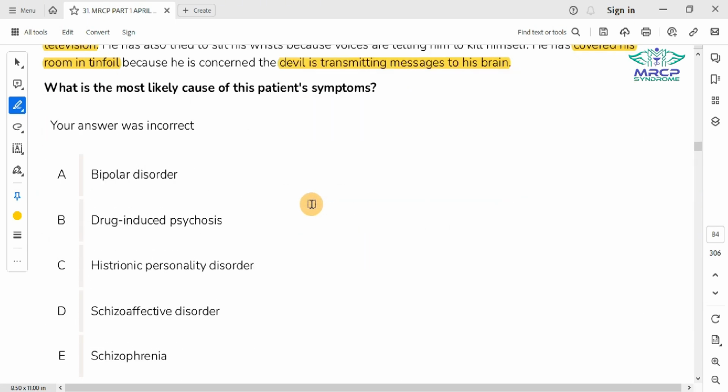So what is the most likely cause of the patient's symptoms? Bipolar disorder, drug-induced psychosis, histrionic personality disorder, schizoaffective disorder, and schizophrenia.